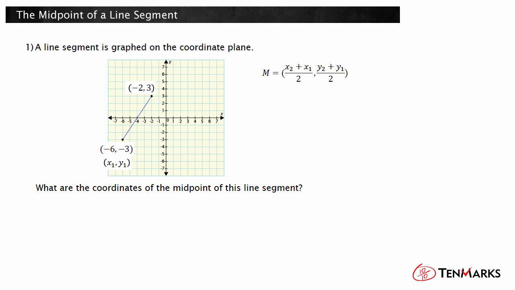Let -6, -3 be x1, y1, and let -2, 3 be x2, y2. Substitute the values into the formula. Then simplify. So the coordinates of the midpoint of the line segment are -4, 0. Let's take a look at another example.